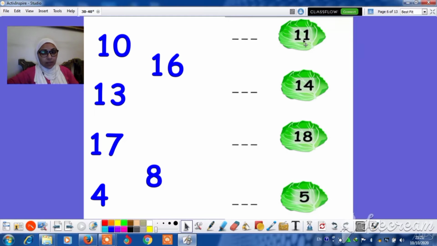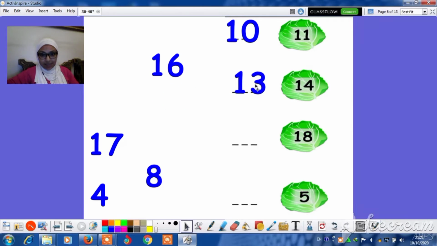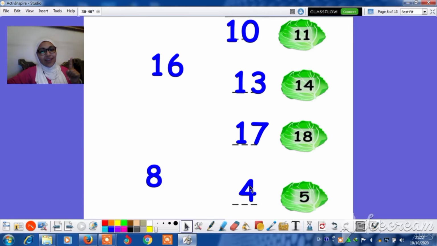Now, we have a small game. This is number 11. What comes before number 11? 16? No. Number 10? Yes, excellent. Here, number 14. What comes before 14? 17? No. 13? Yes. This is number 18. What comes before 18? 16? No. Number 8? No. 17? Excellent. And number 5? What comes before 5? 8? No. Number 4? Excellent. That's good.